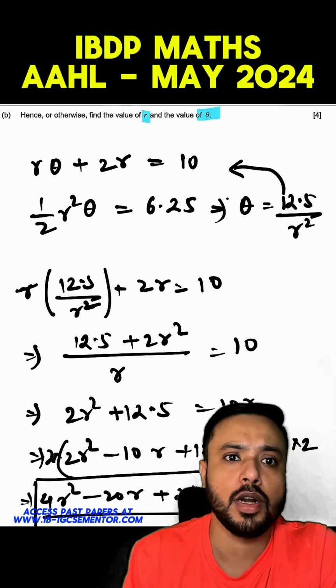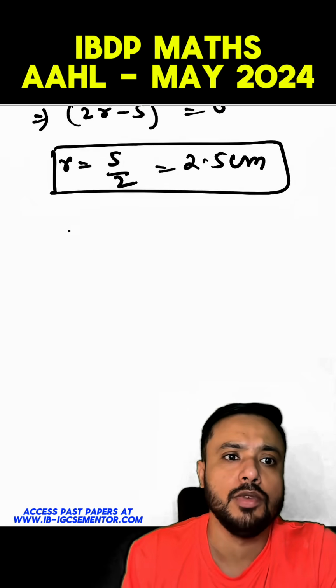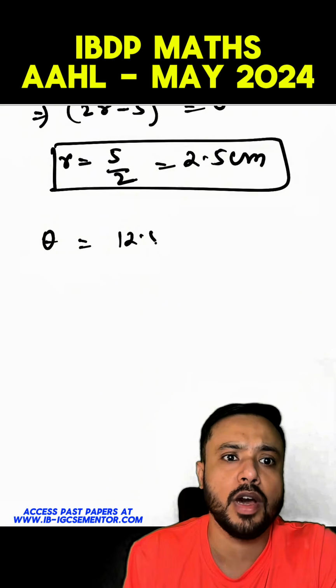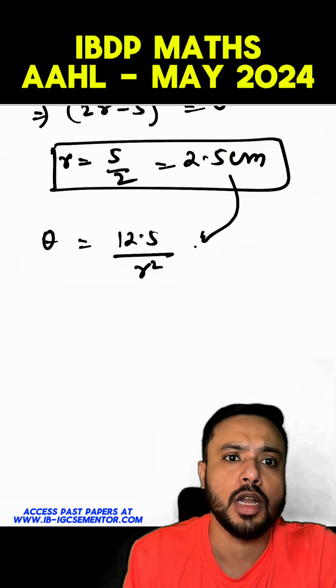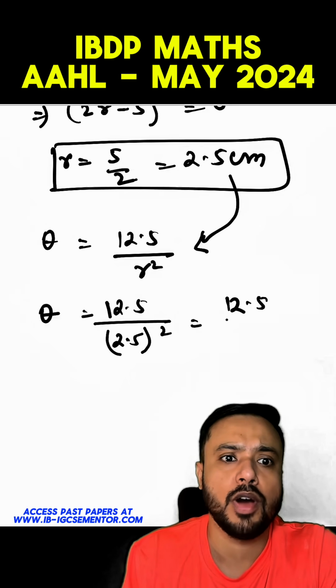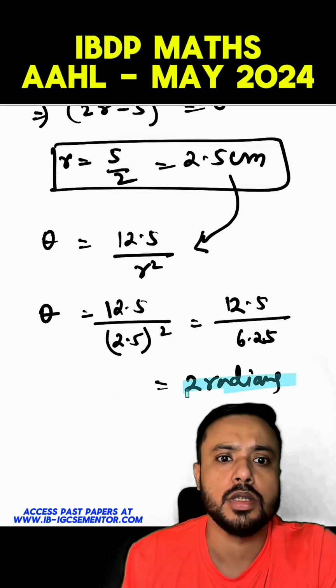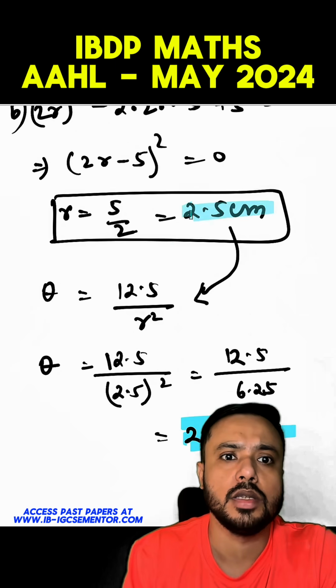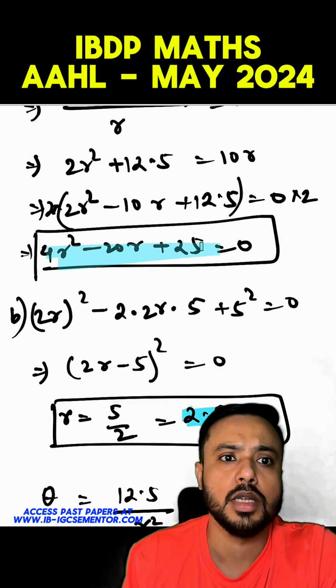Now above I had figured out a relationship between theta and r, which was theta equal to 12.5 upon r square. So I will just substitute this value of r here. So theta would be equal to 12.5 upon 2.5 square, which is equal to 12.5 upon 6.25, which I am getting here as 2 radians. So this is the desired answer of theta, and this is the desired answer of r, and this is the desired answer of part A.